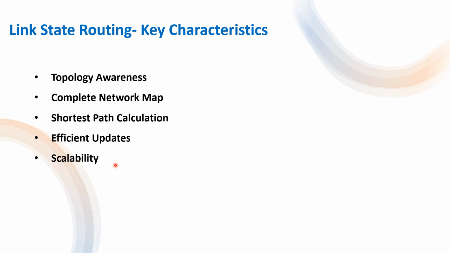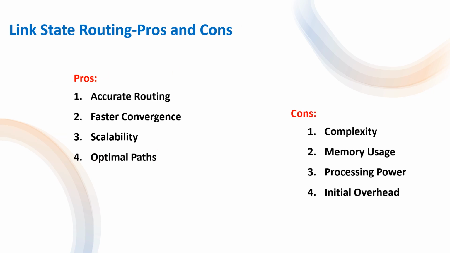Scalability. Link state routing is effective for large networks because it manages and updates topology information efficiently. Protocols like OSPF use hierarchical structures to simplify management and scale effectively.